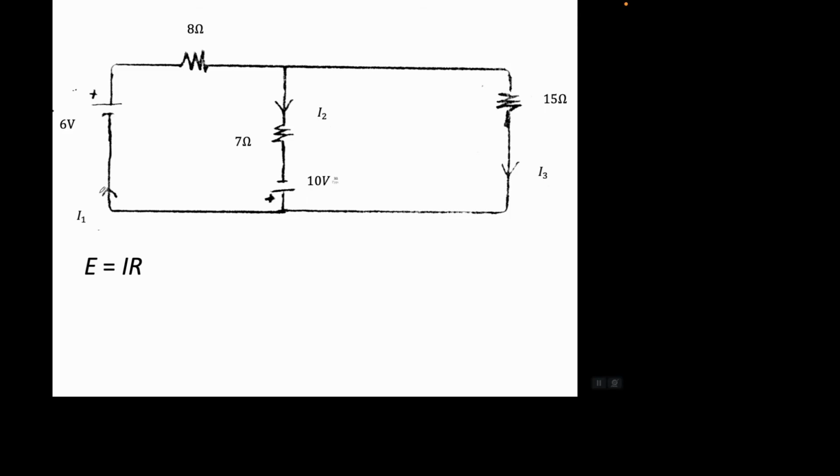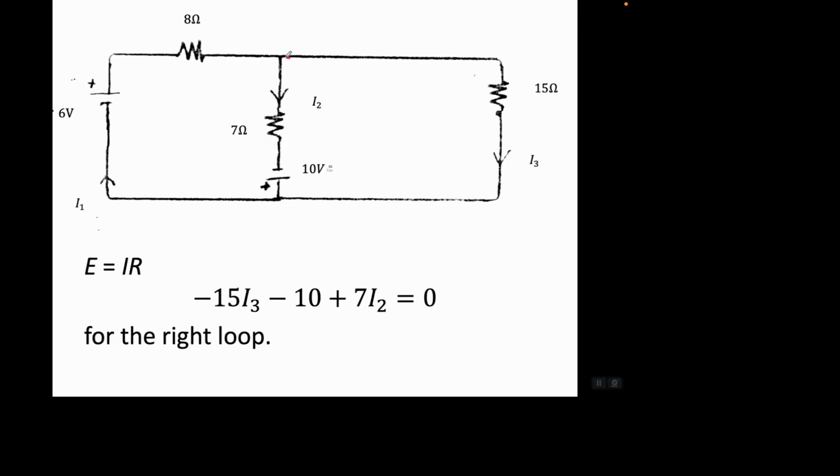Let's use E equals IR in the other loop, in this loop here. Okay, we have negative 15I3 because we're passing through in the same direction as I3. And the resistor is a 15 ohm resistor, negative 15I3. Next we go through this battery. Oh, now notice we're going from positive to negative. That leads to a voltage drop. And then lastly, we're going through this resistor in the direction opposite that of the indicated direction of the current. So that's going to lead to a voltage increase. That will be 7I2.